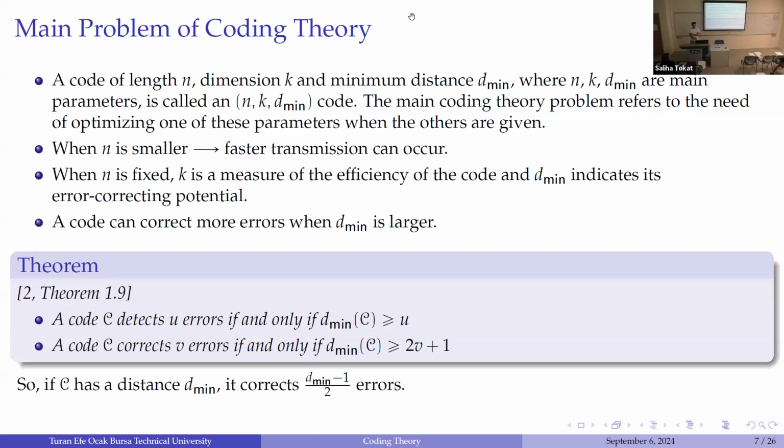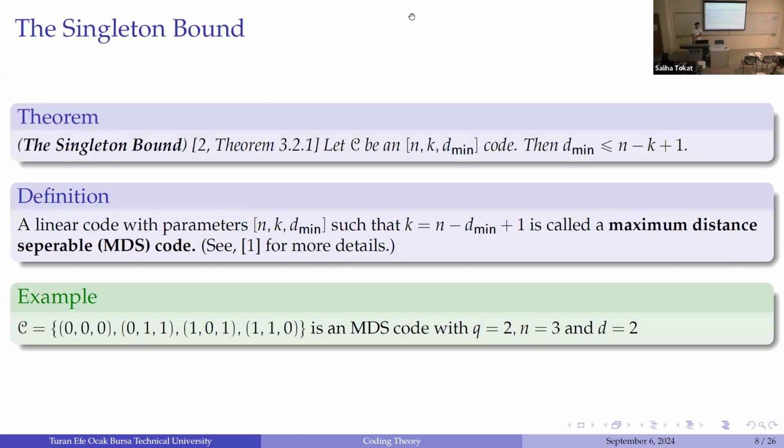Now I give a theorem about it. A code C detects u errors if and only if the minimum distance is greater than or equal to u. A code C corrects v errors if and only if the minimum distance of C is greater than or equal to 2v plus 1. If d is the minimum distance of C, it corrects (d minus 1) over 2 errors. Now I give the Singleton bound theorem. It gives us a relation about the parameters. Minimum distance is less than or equal to n minus k plus 1.